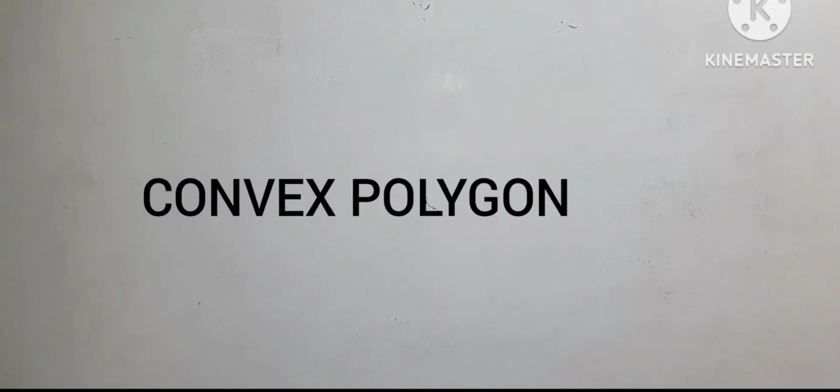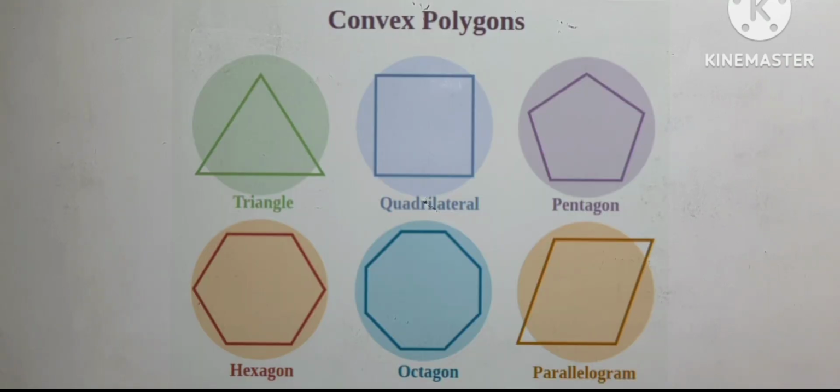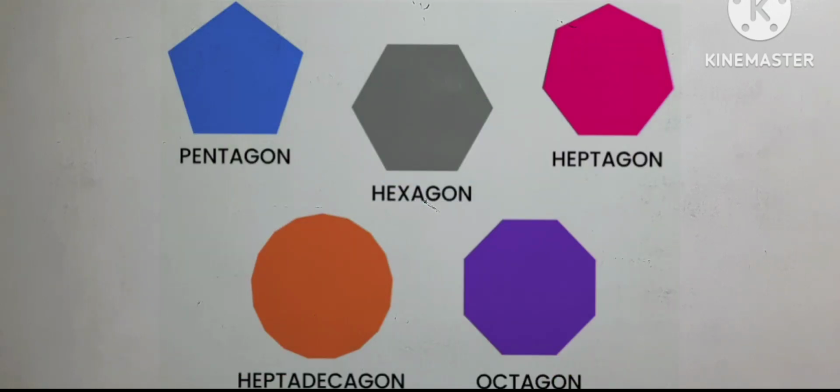The next one is convex polygon. If you see, there are many diagrams available on your screen. These all are convex polygons. Again, some more diagrams are also visible to you. This is also a convex polygon.